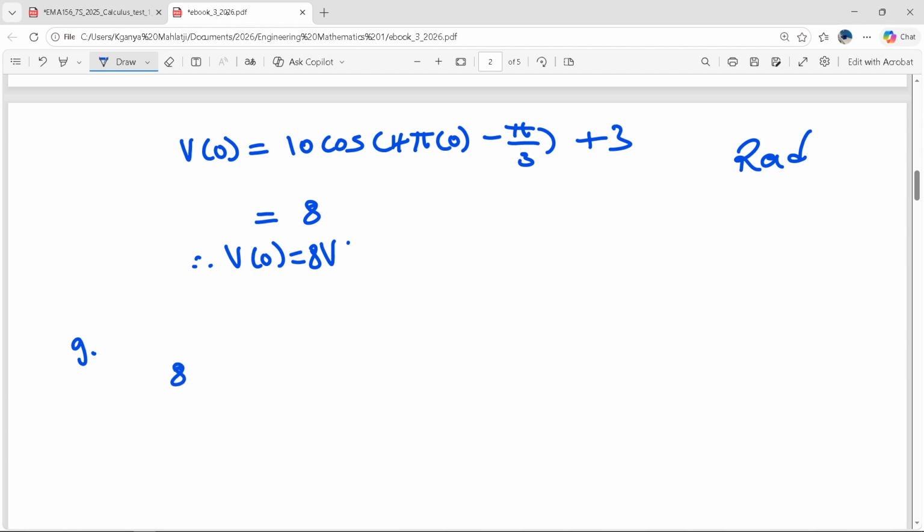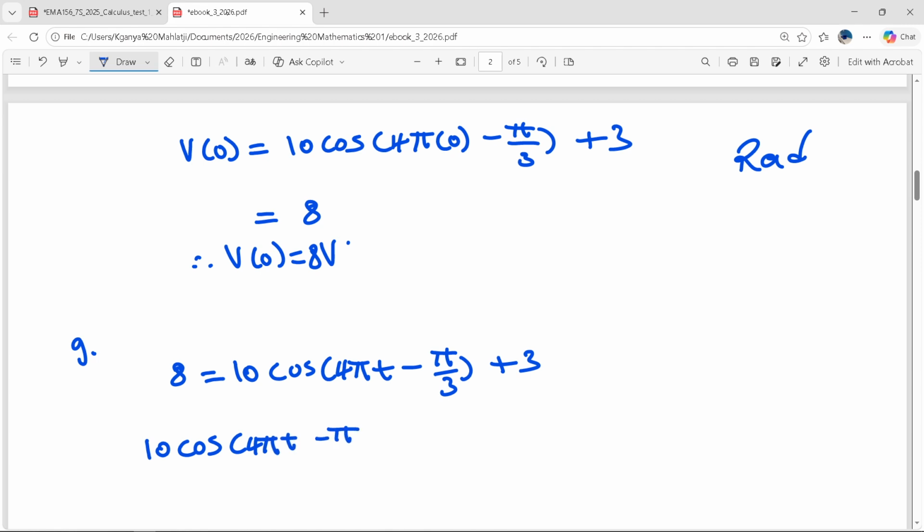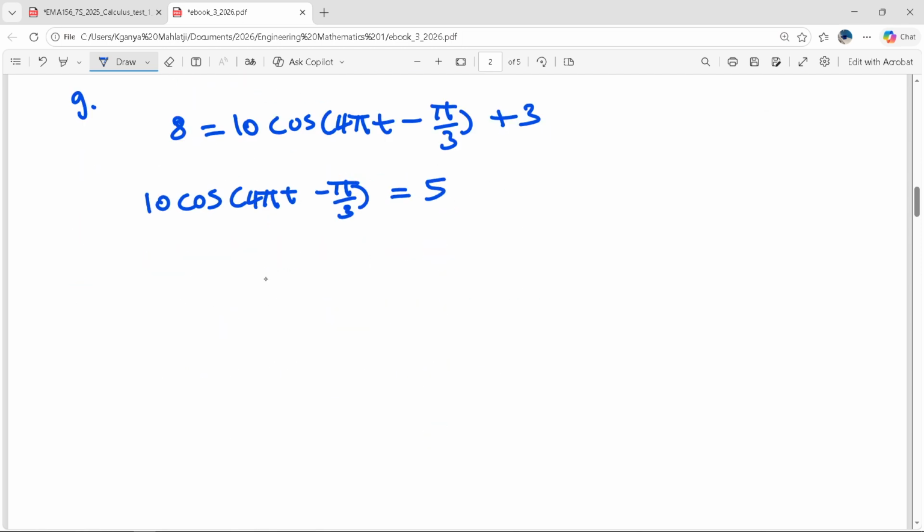Then you'll have 8 on your left hand side, which is the voltage, equals 10 cos of 4 pi t minus pi over 3, plus 3. Therefore we have 10 cos of 4 pi t minus pi over 3 equals 5. Divide both sides by 10, you'll have cos of 4 pi t minus pi over 3 equals 0.5. Then from here you determine a reference angle.